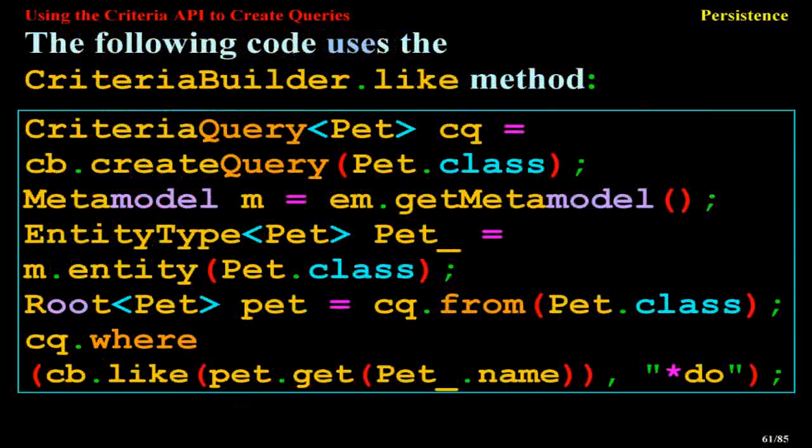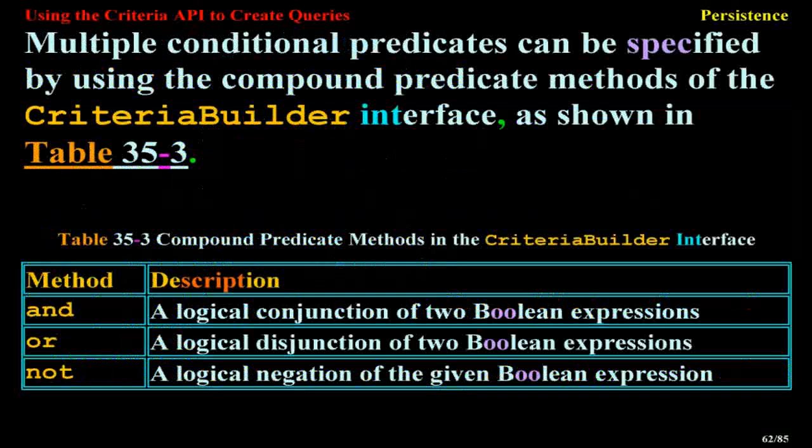The following code uses the CriteriaBuilder like method. CriteriaQuery<Pet> cq = cb.createQuery(Pet.class); Metamodel m = em.getMetamodel(); EntityType<Pet> Pet_ = m.entity(Pet.class); Root<Pet> pet = cq.from(Pet.class); cq.where(cb.like(pet.get(Pet_.name), "*do")); Multiple conditional predicates can be specified by using the compound predicate methods of the CriteriaBuilder interface, as shown in Table 35-3.